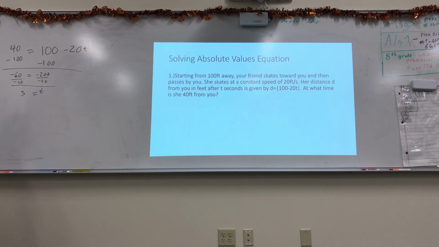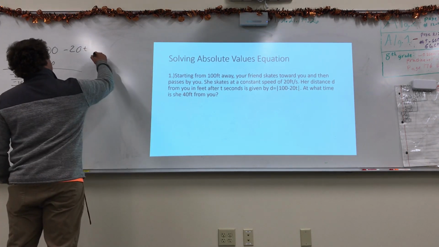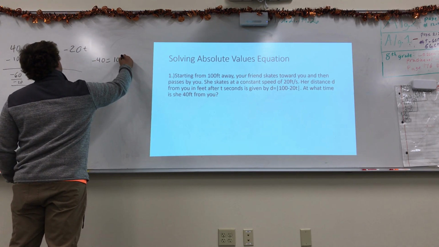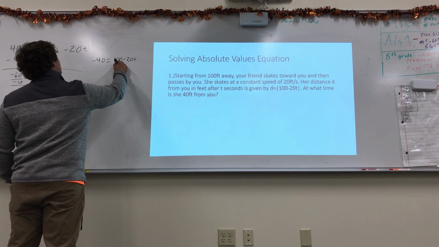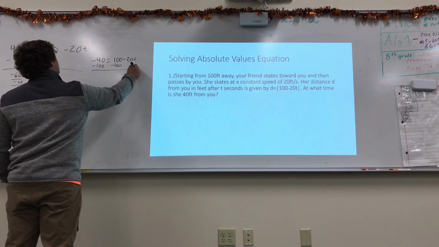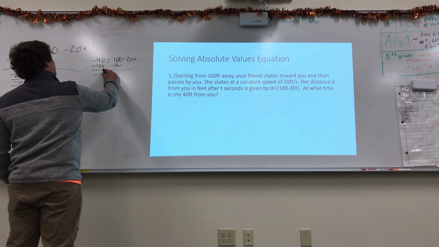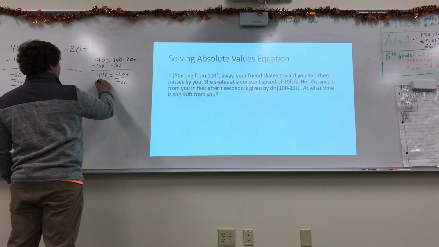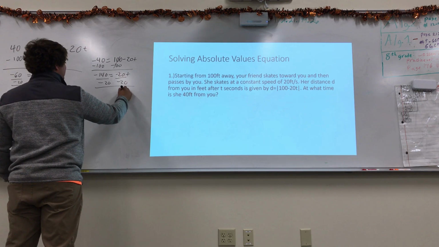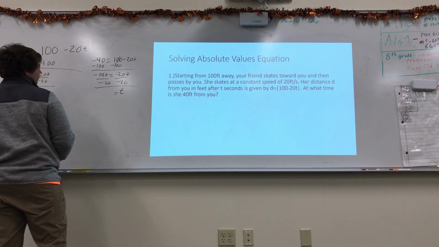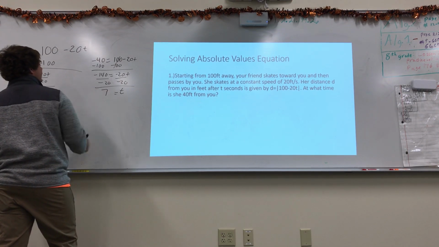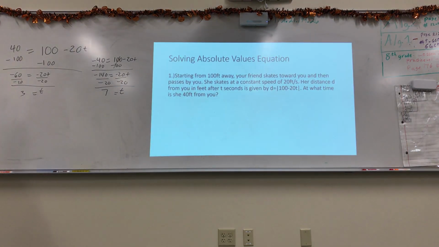Okay? Then the next one, we're going to have negative 40 equals 100 minus 20t. Minus 100, minus 100, gone. Negative 140 equals negative 20t. Got to divide by that negative 20. What we do to one side, we must do to the other. t equals negative 140 divided by negative 20, and we should get 7. So it should either be 3 seconds or 7 seconds in this case.